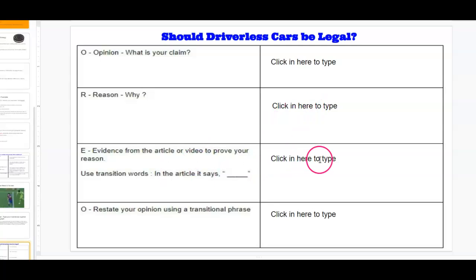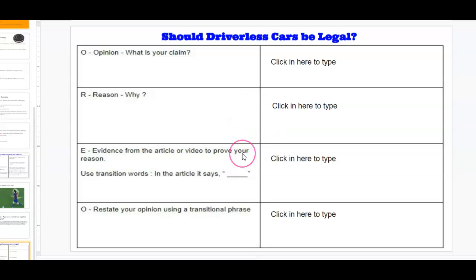And then where in the article does it say that? So write that sentence down. Or what in the video, what does it say? So that's what you're going to have to do here. In the article it says, or in the video it says, or it shows me, and just talk about one thing it talked about. And then restate your opinion. This is why I believe that driverless cars should be legal or should not be legal.